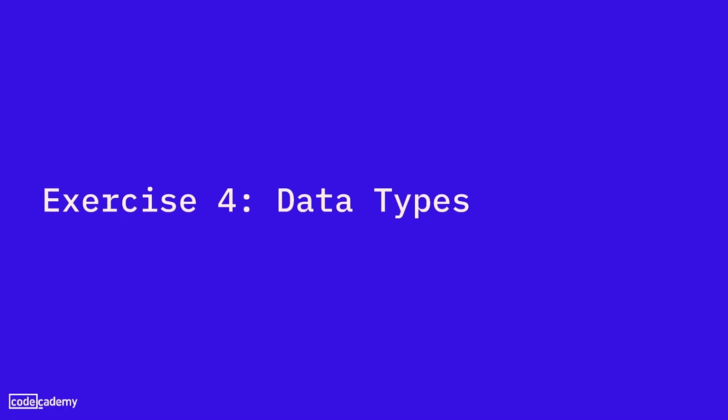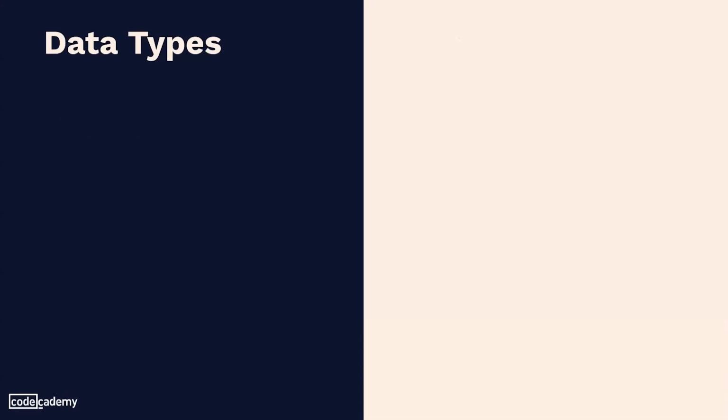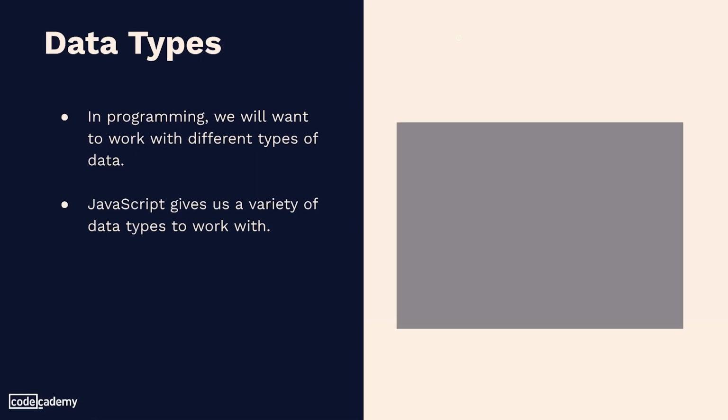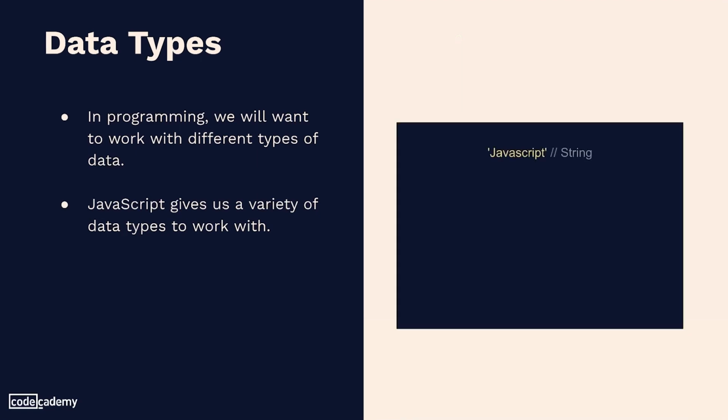Exercise 4, data types. In programming, we'll want to work with different types of data. Whether it's a number, word, or even a true-false value, JavaScript allows us to define and use these different types of data in our scripts. JavaScript has specific terms to categorize these different data types that we can work with. For example, let's take a string. Strings are things like words or characters.